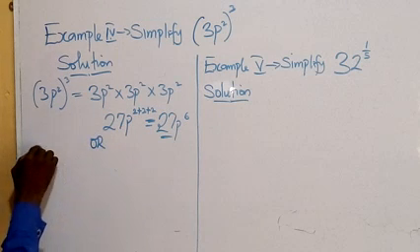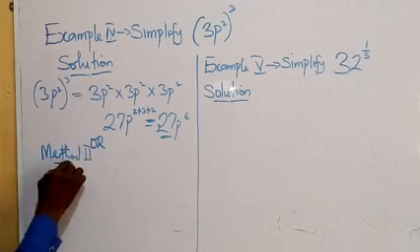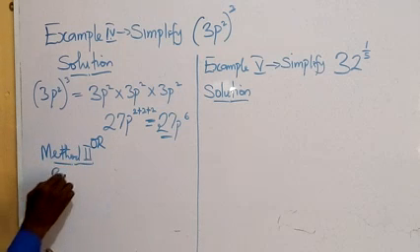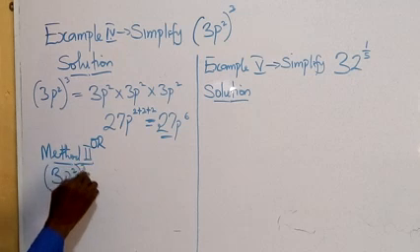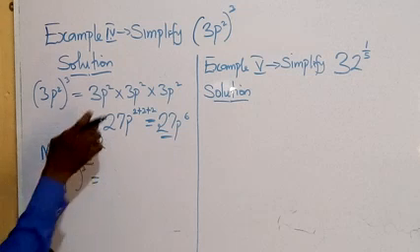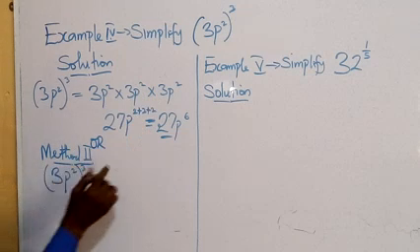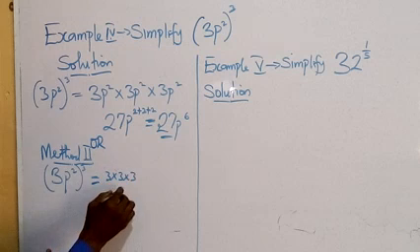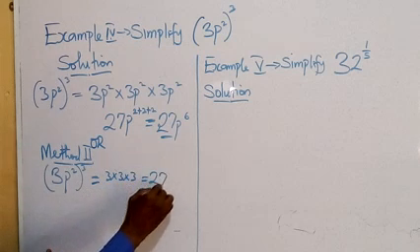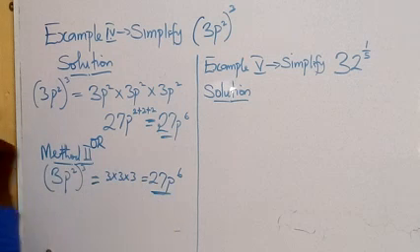Or another method. Don't forget, mathematics is not a one-way thing. There are different ways you can solve it. Let's look at this second one, where you have 3p squared, all in bracket, raised to power 3. You can multiply directly. Don't forget, I said what you have inside the bracket in 3 places. Now you can simply say 3 times 3 times 3, which is 27, and 2 times 3 is 6. It's the same thing.